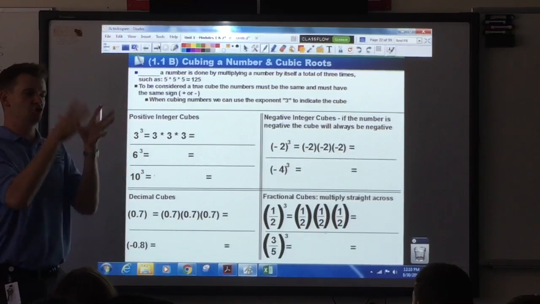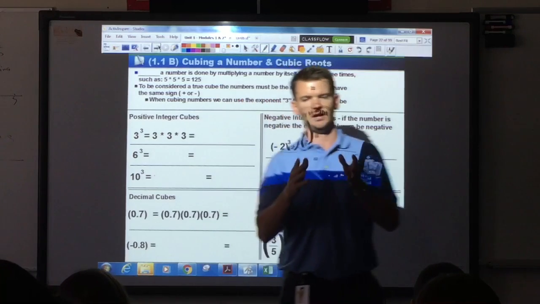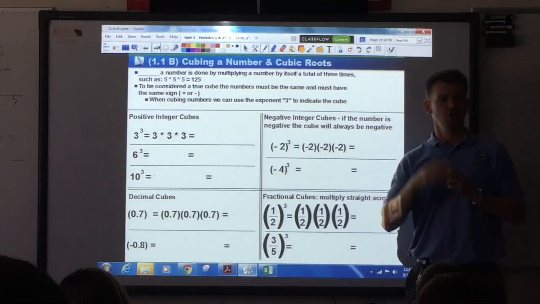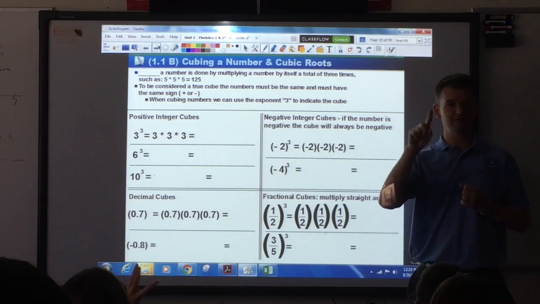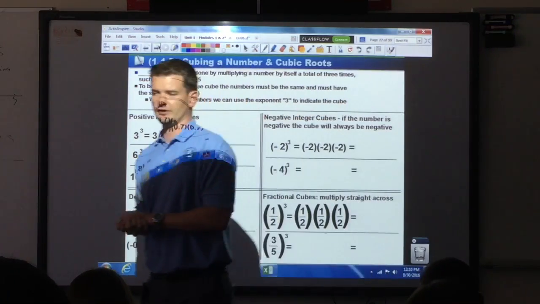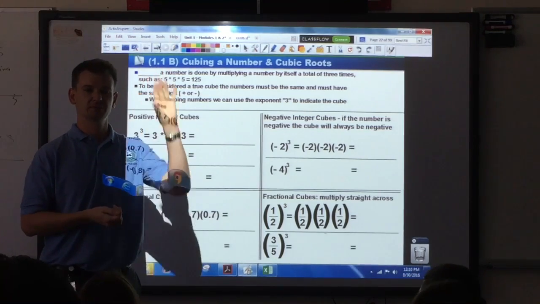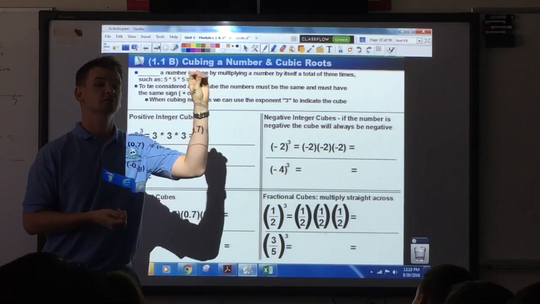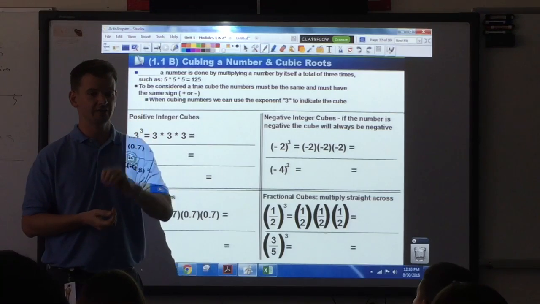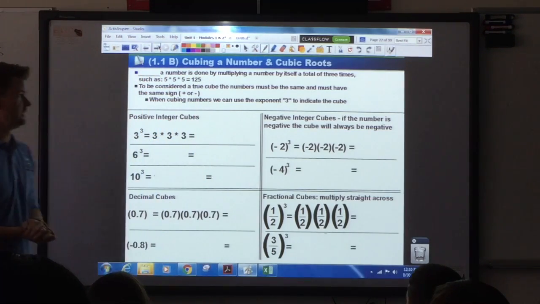Now we're going to talk about cubing a number and cube roots. When we square a number, we multiply it by itself. When we cube a number, we multiply it by itself and then by itself again. So, 4 squared is 4 times 4, but 4 cubed is 4 times 4 times 4, or negative 4 times negative 4 times negative 4. It's 3 in a row.